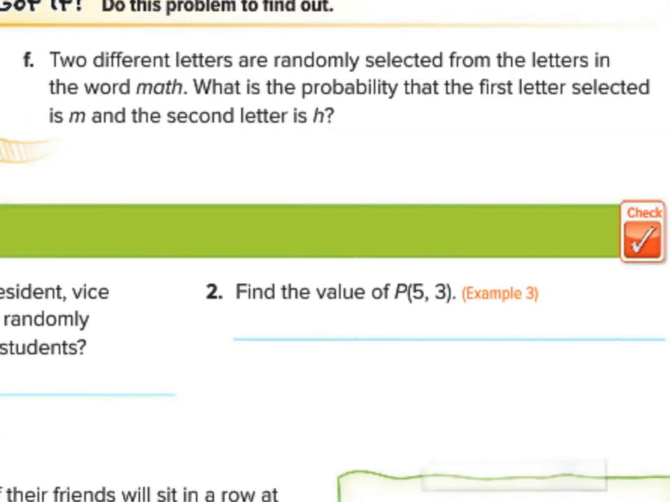Okay, so now let's try the question. Two different letters are randomly selected from the letters in the word math. So there are 4 letters, correct? And we're choosing 2 random letters. What is the probability that the first letter selected is M and the second letter is H? So again, we have 4 choices, right? So we have to choose first from 4, then I have to choose from 3, correct? So that would give me 12 different permutations, right?